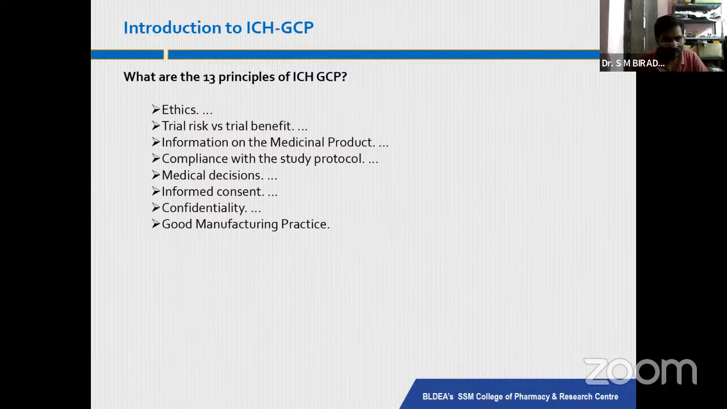It shouldn't happen. Correct information about the medicinal product, regarding its safety, efficacy, or economic and financial aspects, should be transparently claimed, with compliance with the study protocols. This applies to the conductor, the sponsor, or the unit where the trial is going to happen. They should always comply with the study protocol.